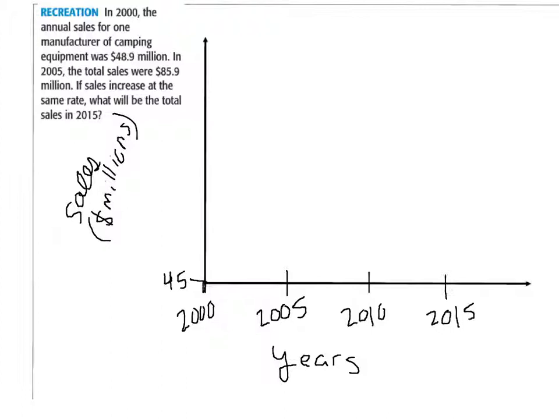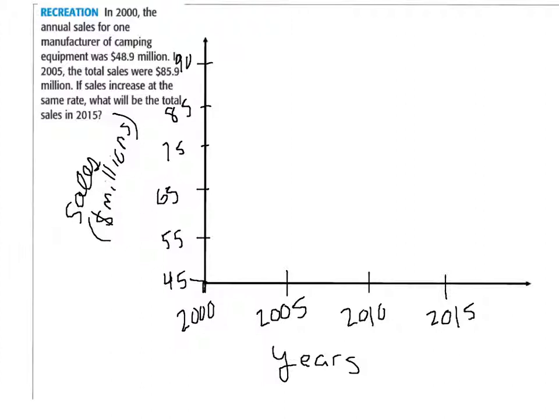So 45 million, and there's 55 million, 65, 75, 85, 90 million at the top. Okay.